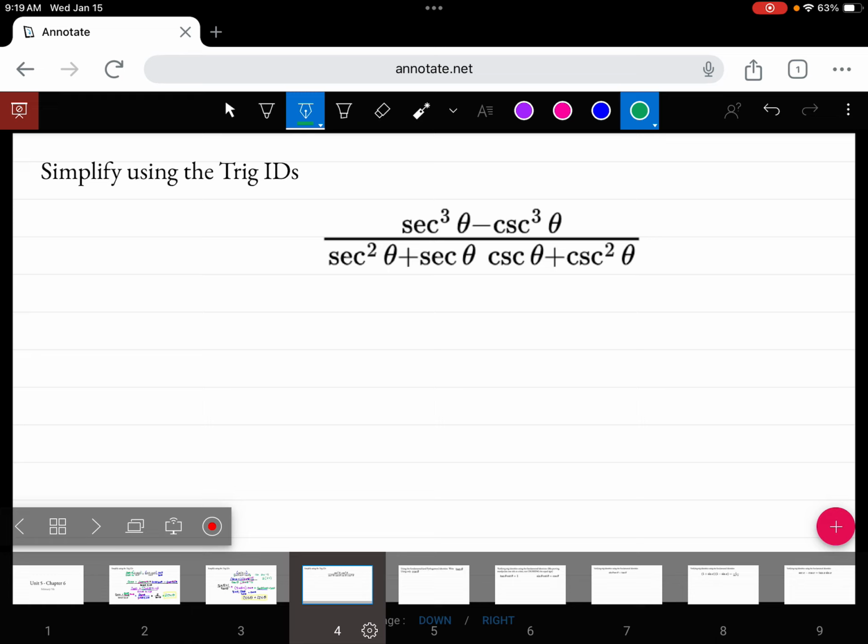We've got secant cubed theta minus cosecant cubed theta. And it's over this hot mess of a denominator that's secant squared theta plus secant theta cosecant theta plus cosecant squared theta. Gross. I promise you, you're looking at this one, panicking, and it's really not that bad.